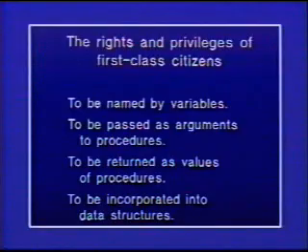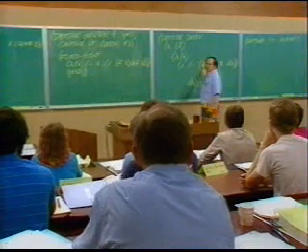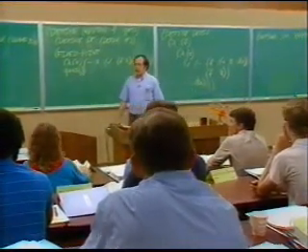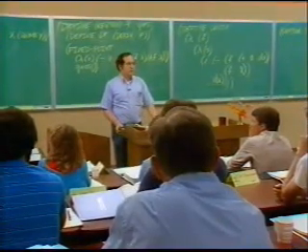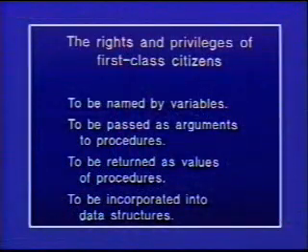Having functions as first-class citizens allows you to make any abstraction you like. First-class citizens must be able to be named by variables. And you're seeing me doing that all the time. Here's a nice variable which names a procedure which computes something. Okay? They have to be passed as arguments to procedures. Well, you've certainly seen that. We have to be able to return them as values from procedures. And I suppose we've seen that.